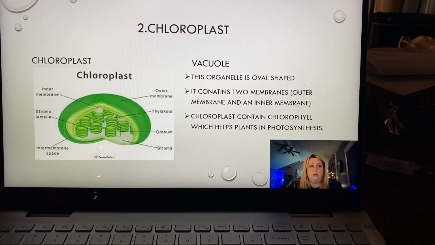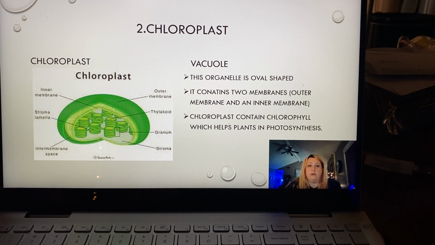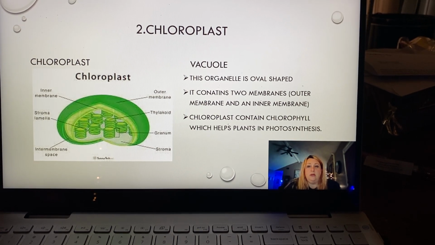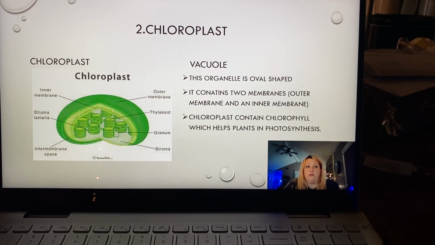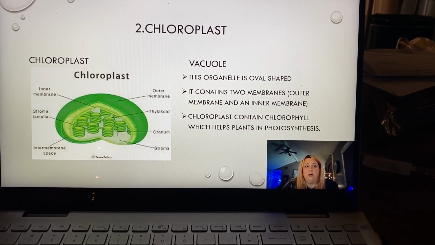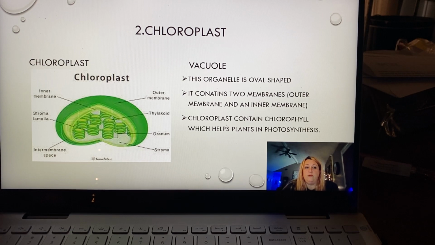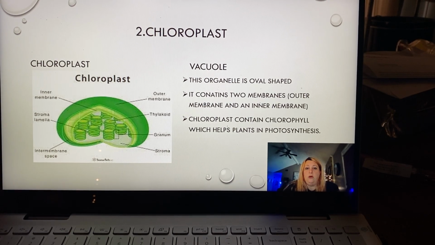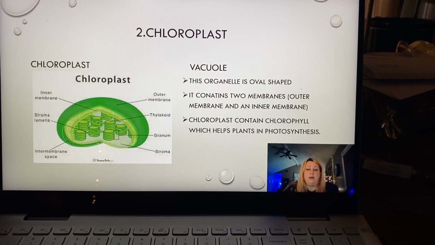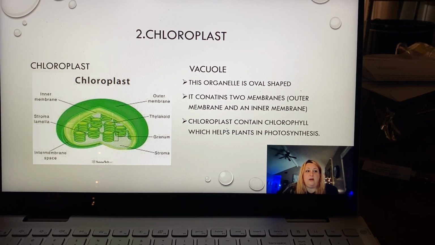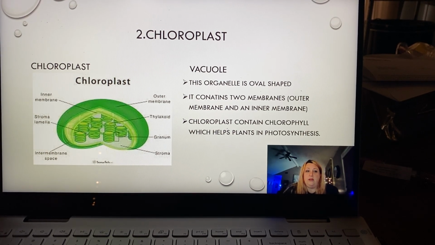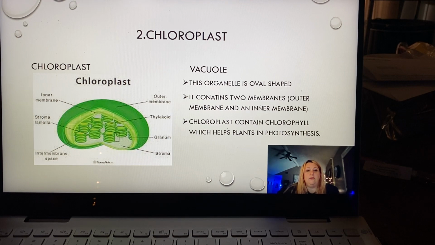So on this one, plants make their own food through photosynthesis. This organelle is hence an important structure that enables photosynthesis to occur. This organelle is responsible for chlorophyll formation, which is the green pigment in plants. And fun fact, more chlorophyll in a leaf makes it a darker shade of green.